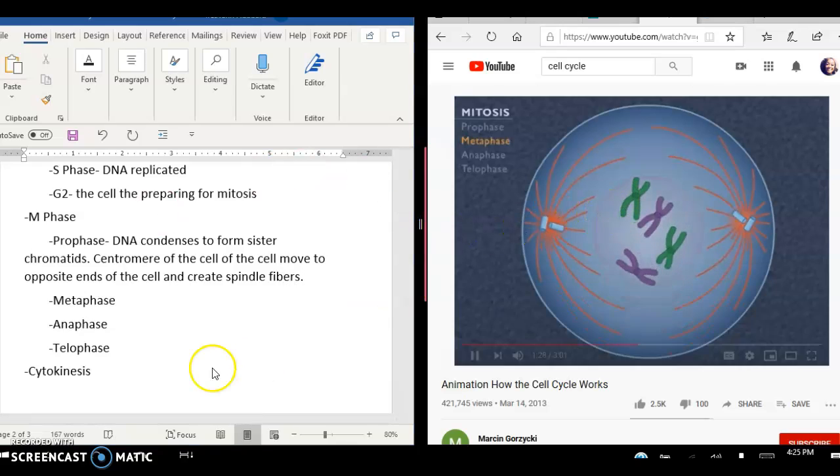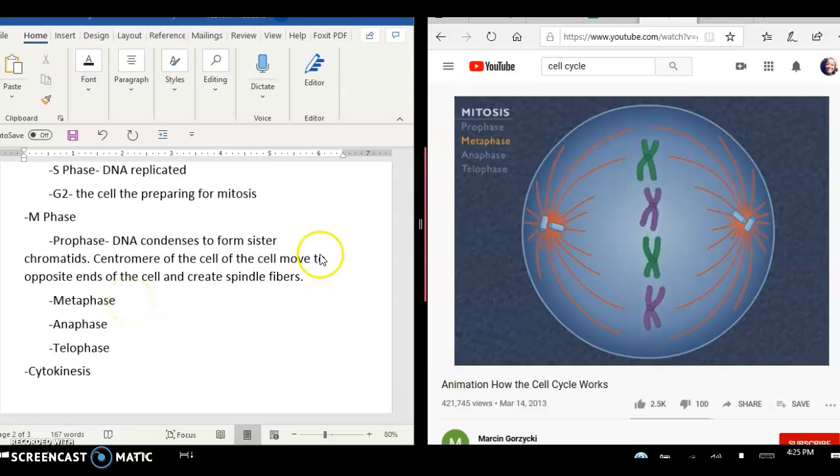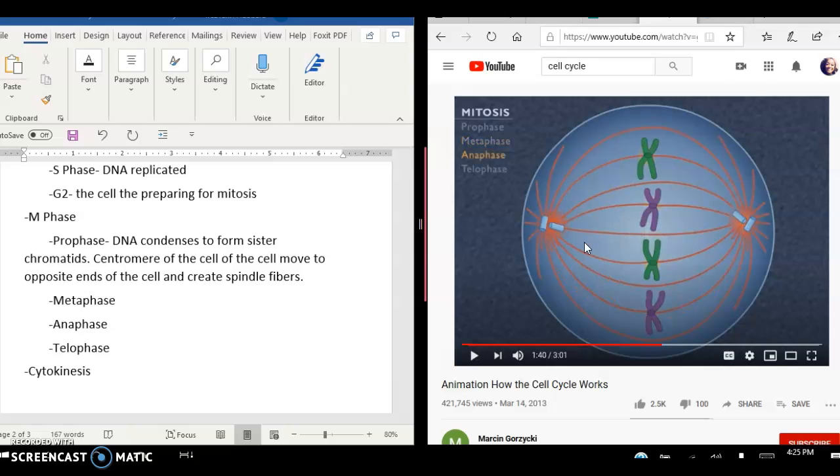Alright. Metaphase, the double-stranded chromosomes line up along the equator of the cell. The spindle is now fully formed and the microtubules attached to each sister chromatid. Alright, so during metaphase, the sister chromatids, or the double-stranded chromatids, line up in a single file line along the equator of the cell, kind of like the Earth again. The equator is in the middle. Those spindle fibers are fully formed and they attach to the sister chromatids.